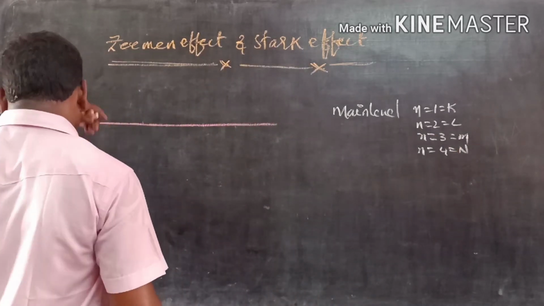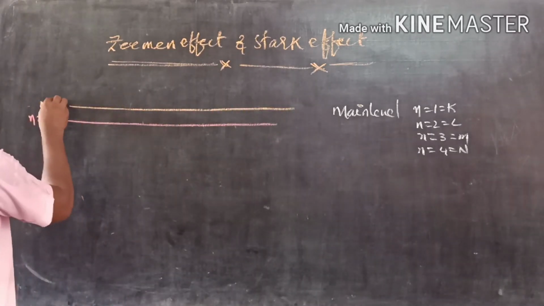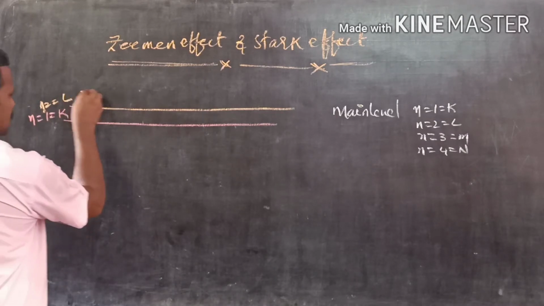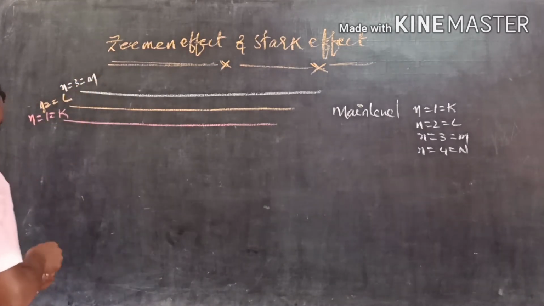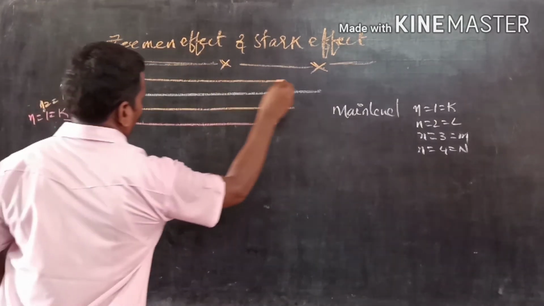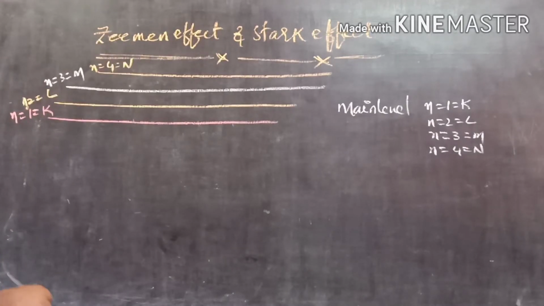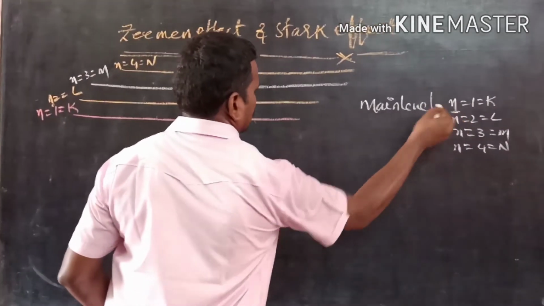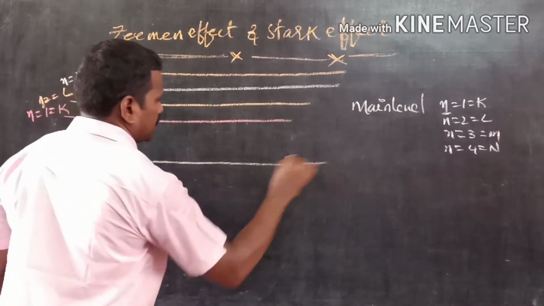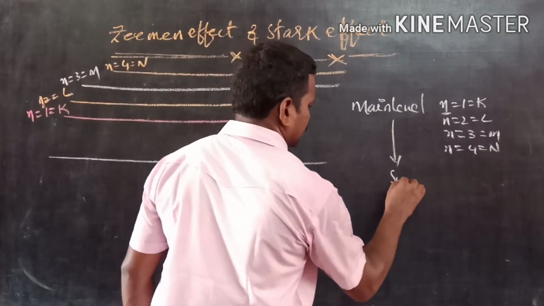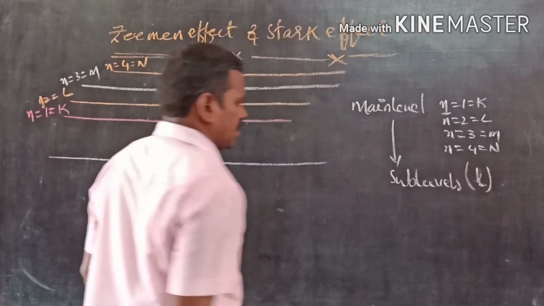Now let us consider main level 1 and main level 2, where n is equal to 2 is L. This is main level 3, n is equal to 3, that is M. And main level 4, n is equal to 4, that is N. By placing these main levels, which are represented by the letter n, in the presence of a magnetic field, these main levels are split into sublevels, represented by the letter l.